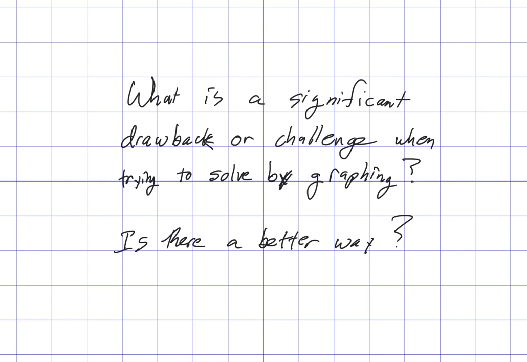What's a significant drawback or challenge when trying to solve by graphing? Now, the ones that we did here were nice and easy. We could find the points exactly, plug them in and solve and see if they really work or not. What would you see as a possible challenge to graphing for any possible two lines that we give? And then the question will be, is there a better way? And the answer is yes.